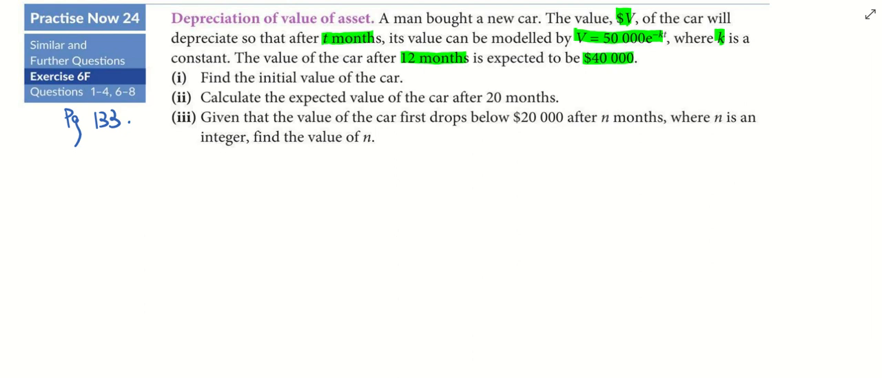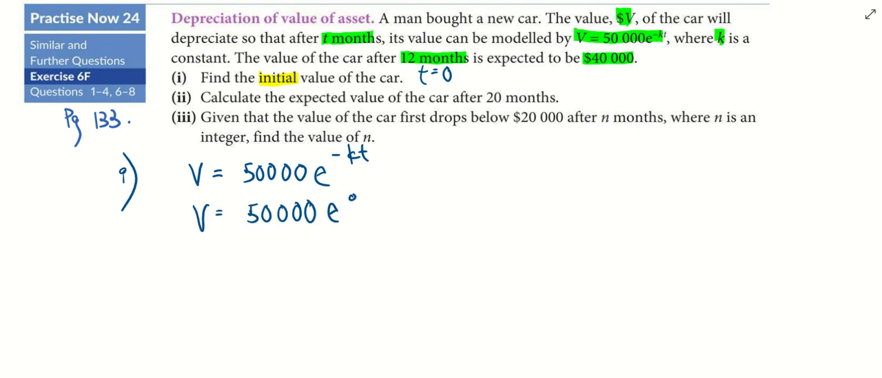I will need to find the initial value of the car. Recall, when you see this word called initial, it means at the very start. At the very start, it means that the number of months t is equal to 0. Let me put that into the equation. So when t is equal to 0, and e to the power of 0 is 1, this means at the very start, the price of the car is 50,000.